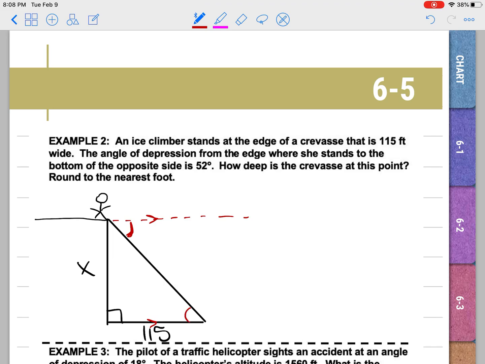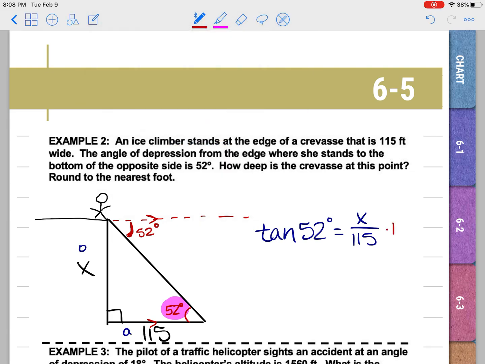So if your angle of depression is 52 degrees, then the angle inside the triangle, where the angle of elevation would be, would also be 52 degrees. So now you have everything you need to label this. If we're standing here at the 52, we would say that x is opposite of the 52, 115 is adjacent, and so O and A means that we're going to use tangent. So we would say the tangent of 52, our angle, equals our ratio, O over A, so x over 115.